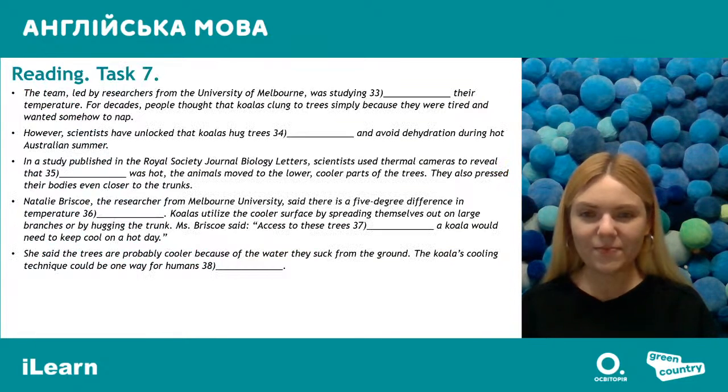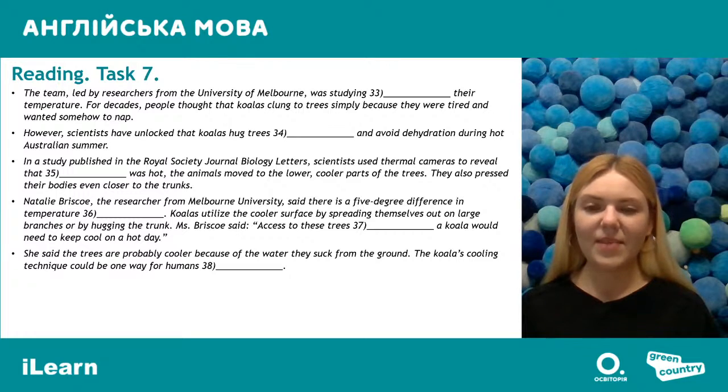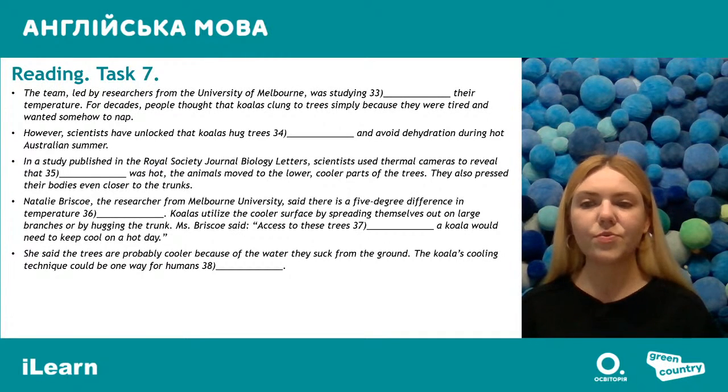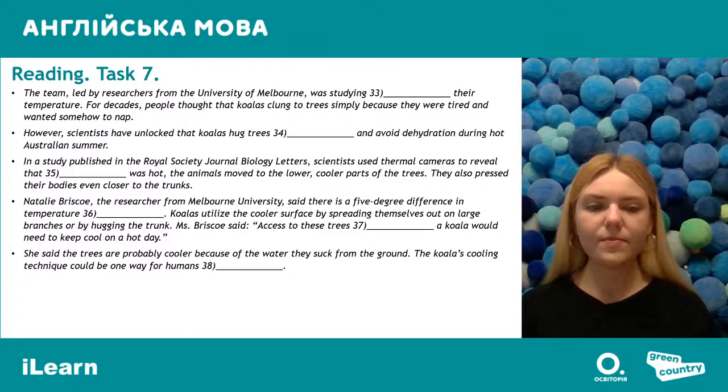So let's try to do it. You have the text, and you have 6 gaps in it. So let's try to use the tips, and let's try to do this task together. So first of all, I will give you 30 seconds to look through the text and try to understand what is the topic. So 30 seconds for you to just get the idea of the text.